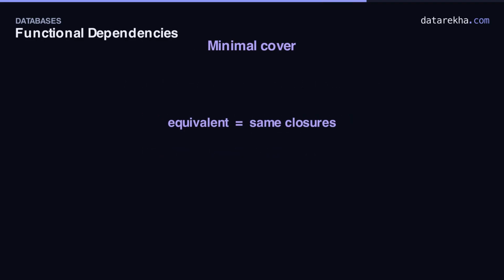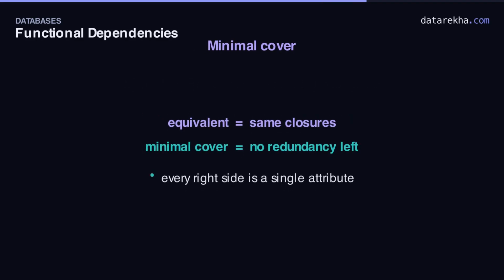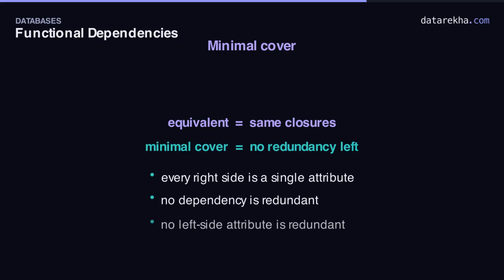One last idea, tidiness. 2 sets of dependencies are equivalent if they force the same closures. Among all equivalent sets, we want the leanest, with every scrap of redundancy stripped out. That is the minimal or canonical cover. And it passes 3 checks. Every right side is a single attribute. No dependency is redundant, and no left side carries an extra attribute.